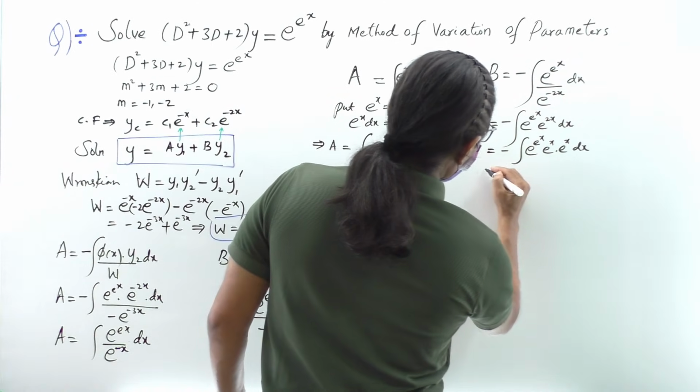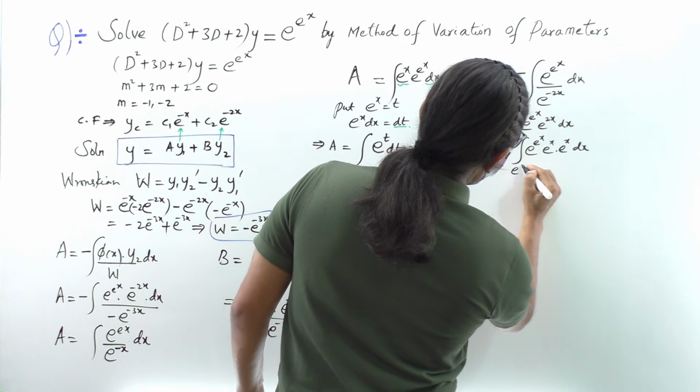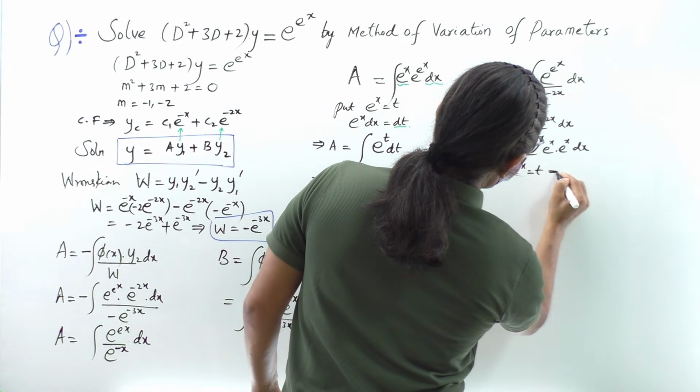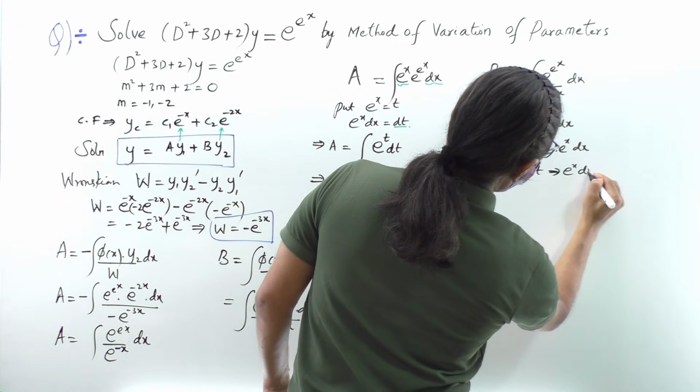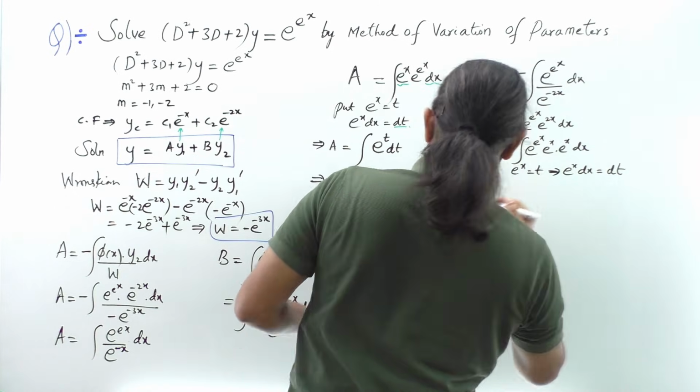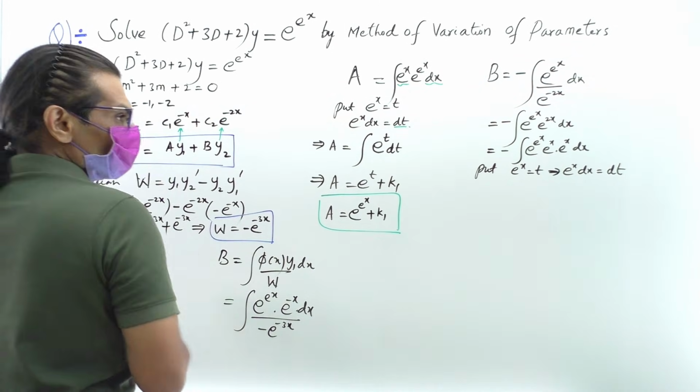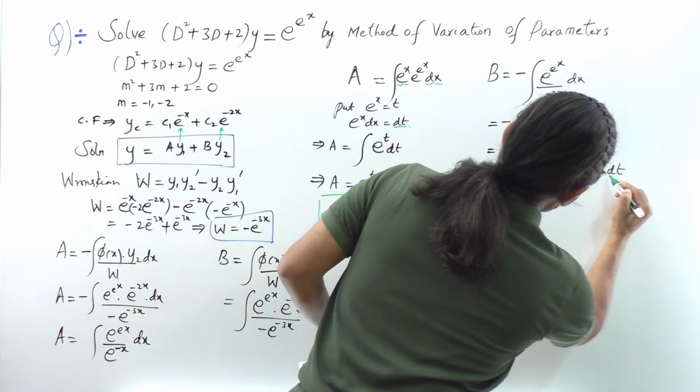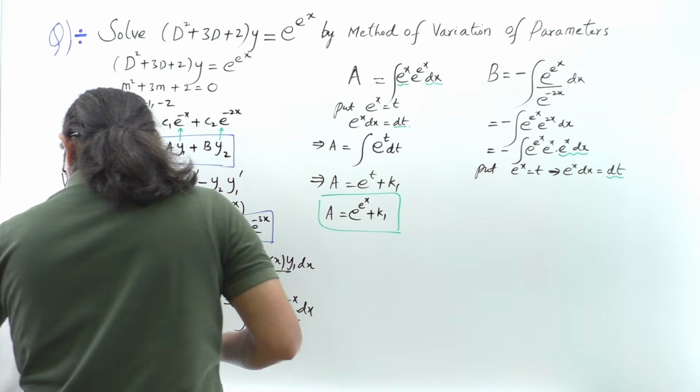Now again I will put the same thing: e raised to x equals t implies e raised to x dx equals dt. That means e raised to x dx equals dt. So let's replace everything here now.